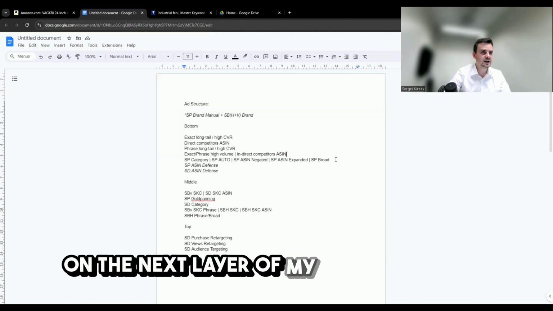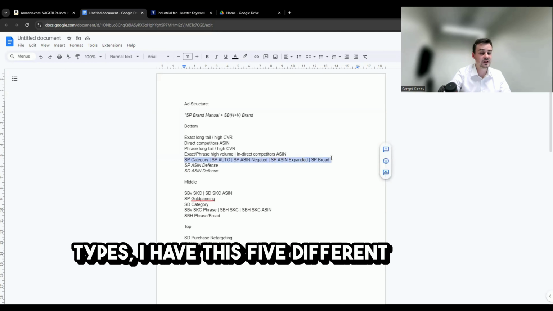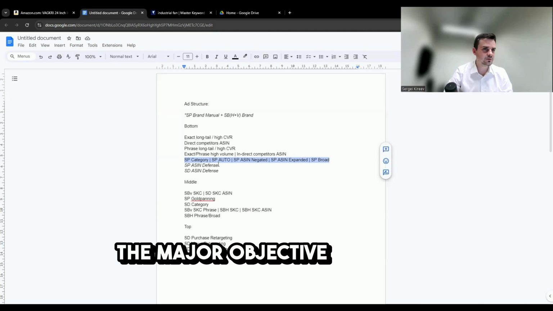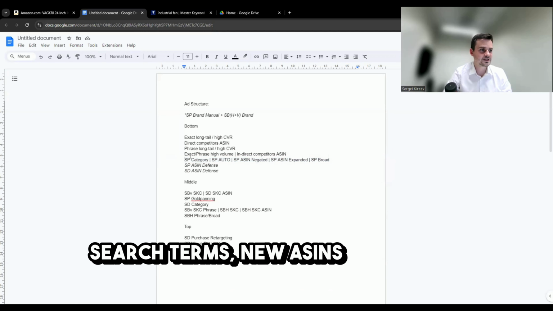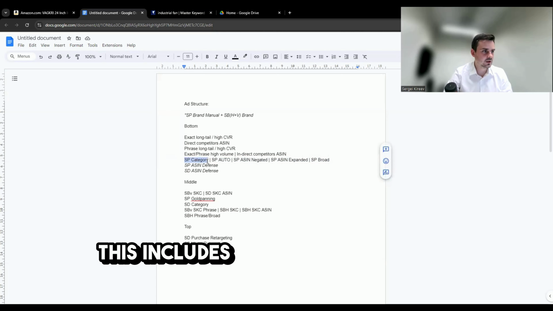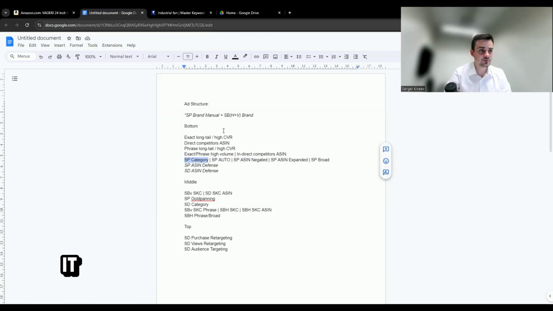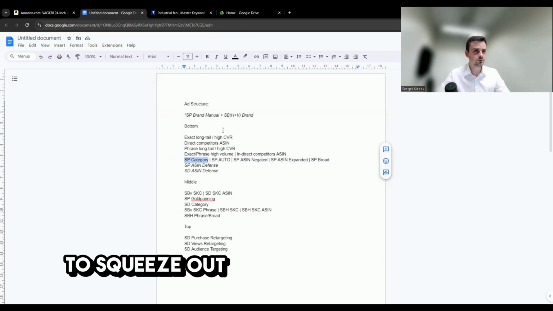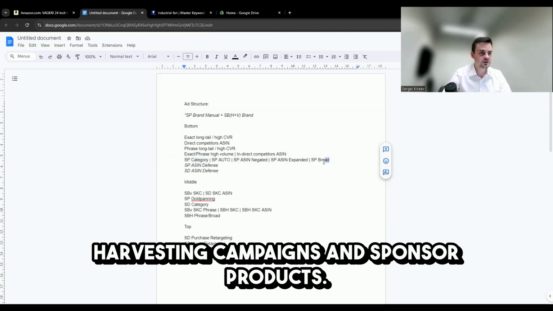On the next layer of my hierarchy of ad types, I have 5 different types of campaigns. They can all drive you sales, but the major objective with them is harvesting, right? You need to try to harvest new search terms and new ASINs from these campaigns. This includes sponsored products category targeting, sponsored products automatic campaign, and sponsored products ASIN campaigns in different types of setups. It could be expanded, it could be negated. These are all different tactics I use to squeeze out more search terms from harvesting campaigns, and sponsored products broad match campaign.